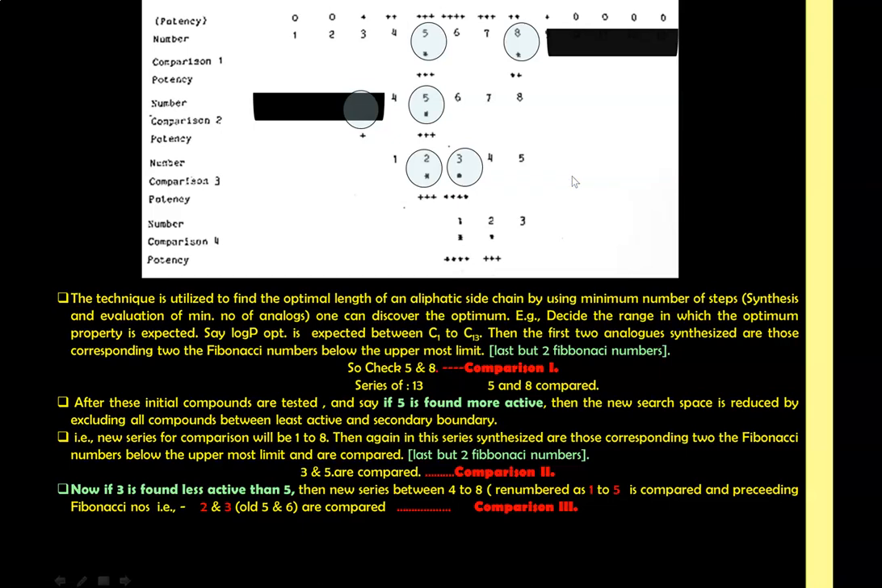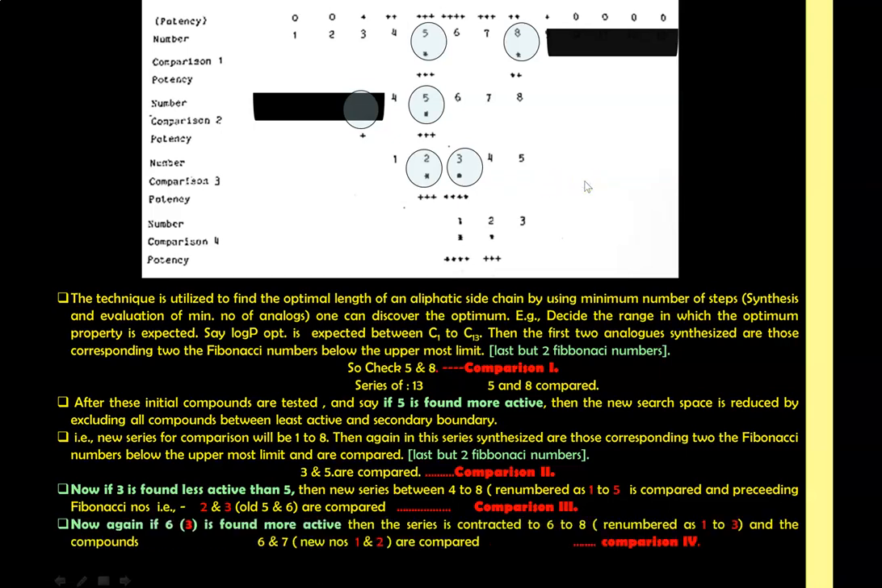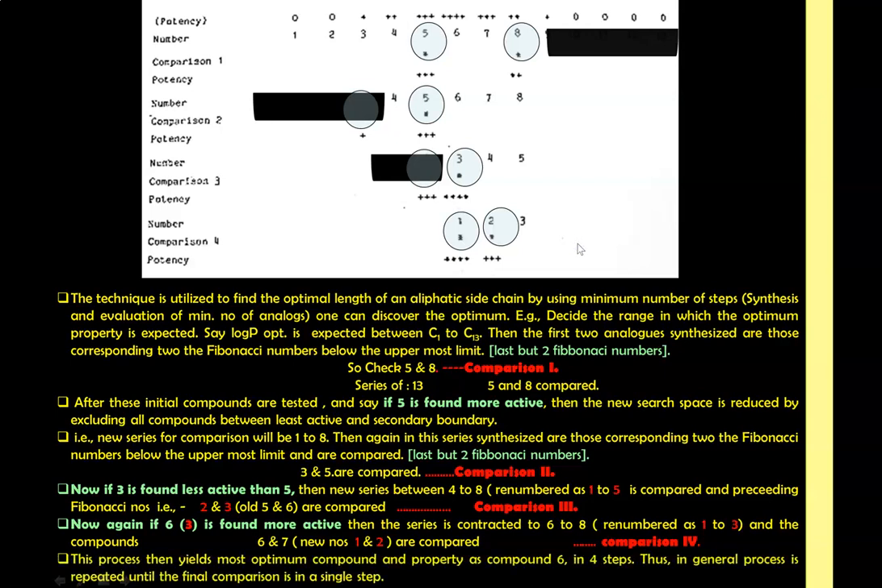Then we evaluate them and this time we find 3 is more active. So again these are not useful, and we truncate them. In the fourth step we synthesize only one new compound, the old 4, now number 2, and we find 2 is very active. So in the overall procedure, out of 13 we made only 5 compounds, and we could pinpoint that compound number 2, or the erstwhile compound number 7, is the most active.